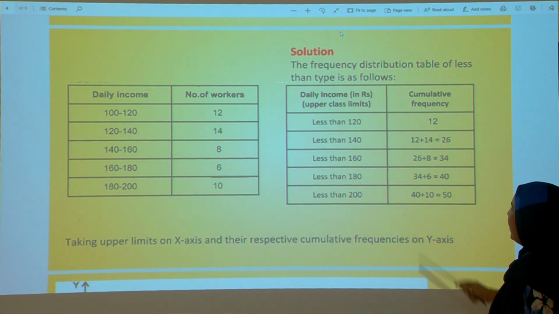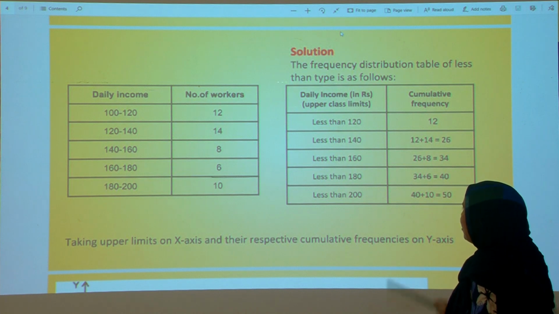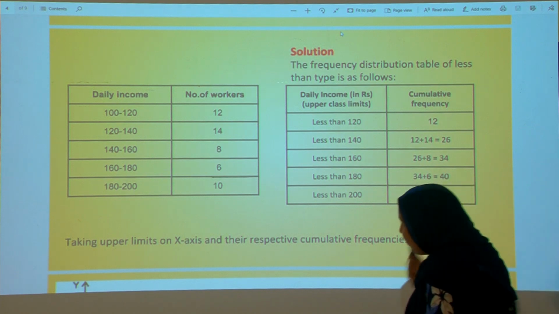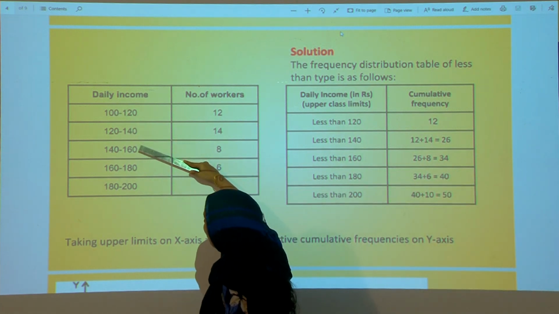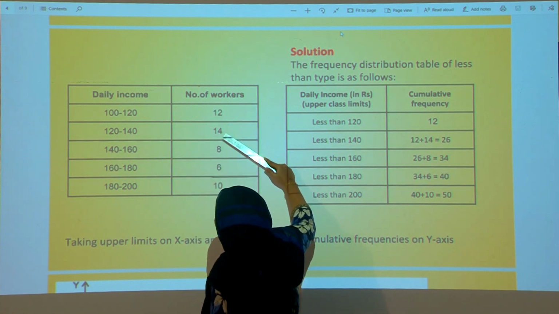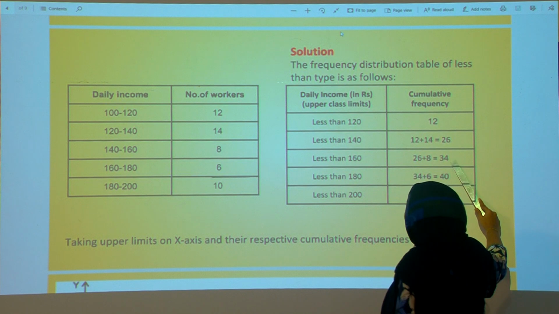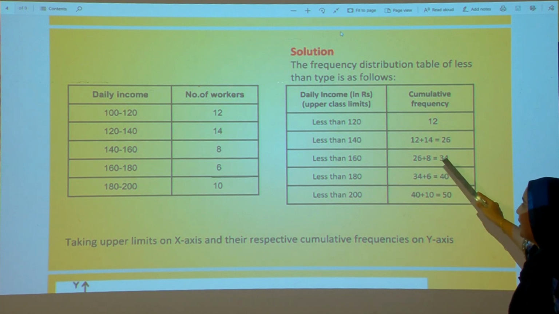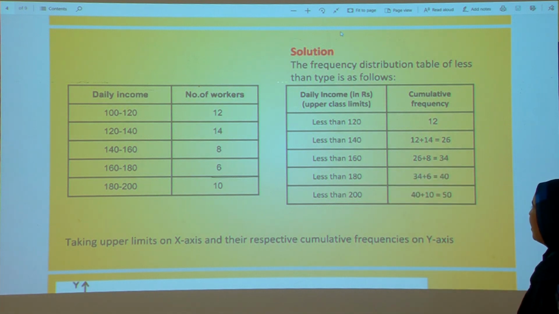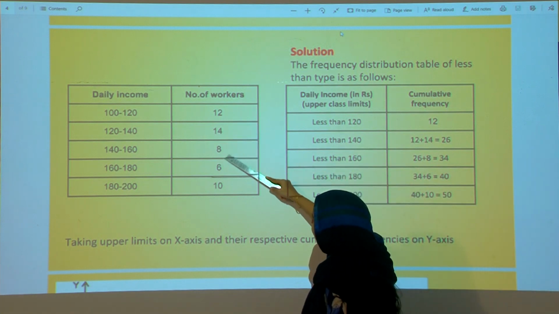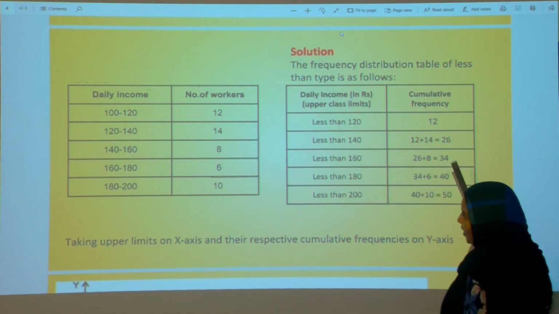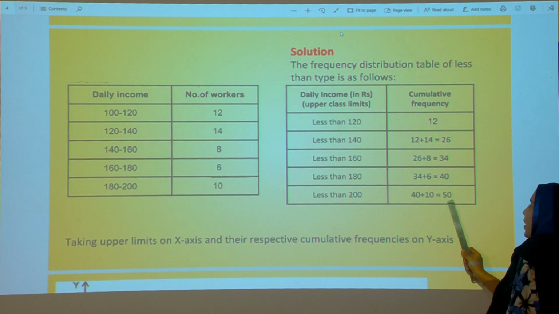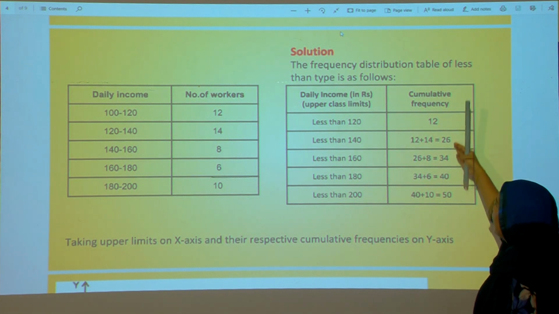Next we want to find the third cumulative frequency, that means cumulative frequency till 160. Cumulative frequency till 160 means we will add frequencies from 100 to 160. That is, we will add these three frequencies. Then only we get the third cumulative frequency. So 12 plus 14 plus 8 equals 34. And the fourth cumulative frequency is 40. That is, we will add all four frequencies, we get the fourth cumulative frequency. Similarly, we will add all five frequencies, we get the fifth cumulative frequency. So we get the cumulative frequency column.